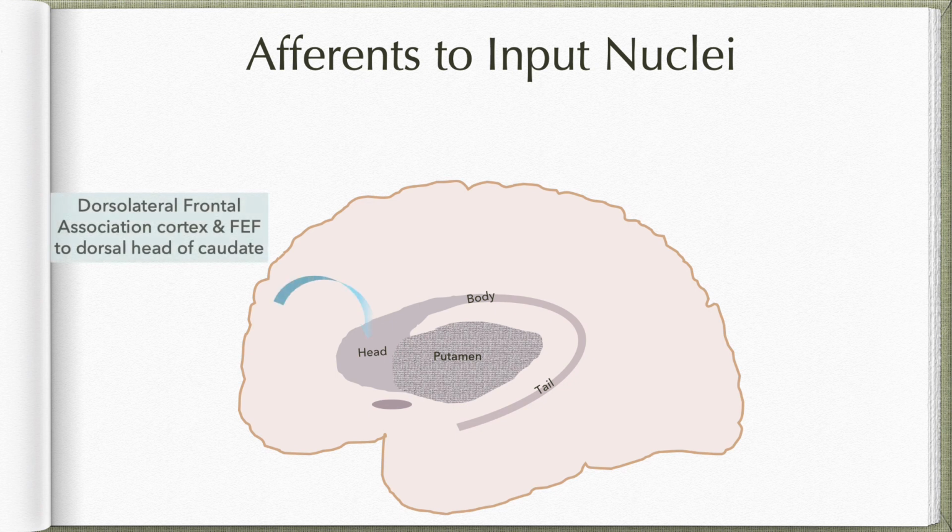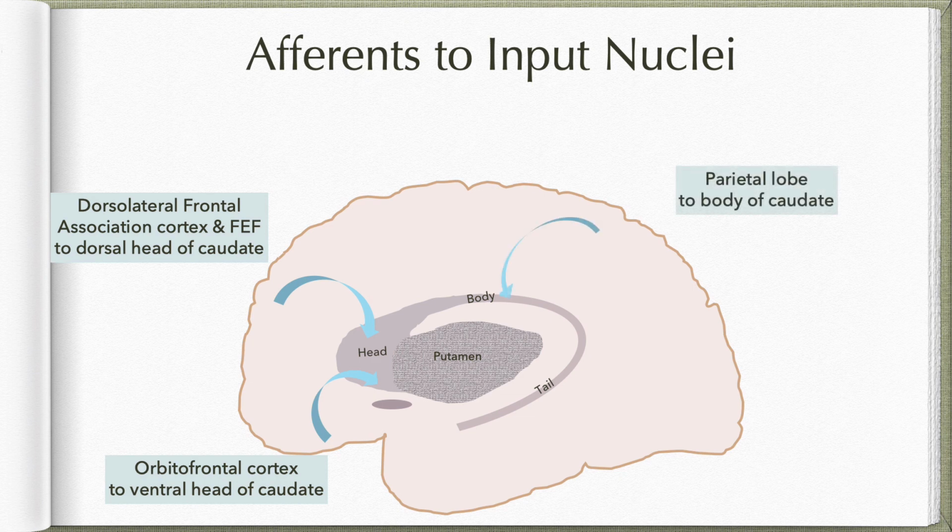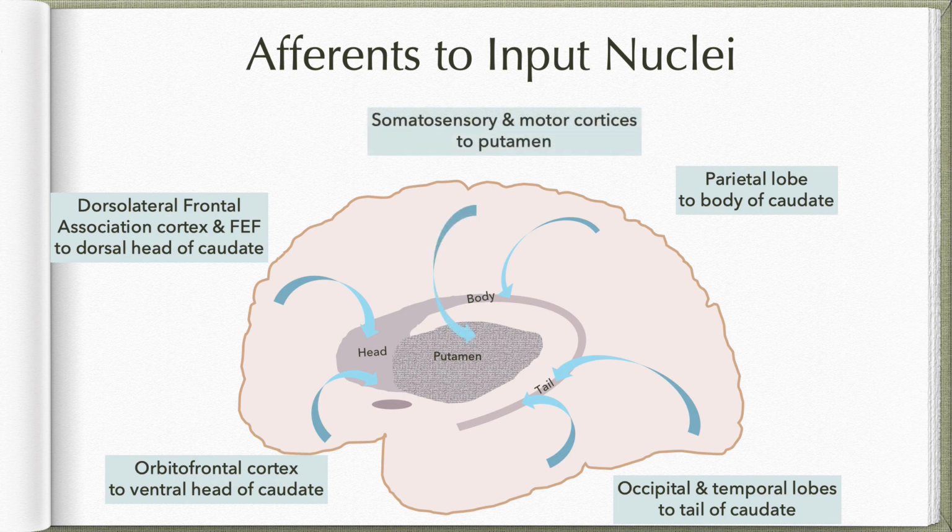So the dorsolateral frontal association cortex as well as the frontal eye field will be projecting to dorsal part of the head of caudate nucleus. Orbitofrontal cortex will project to ventral part of the head of caudate nucleus. Parietal lobe will project to body of the caudate nucleus. Occipital and temporal lobes will project to tail of the caudate nucleus. Sensory motor cortices will project to putamen of the lentiform nucleus. The limbic lobe structures and the ventral tegmental areas of the midbrain will project to ventral striatum.